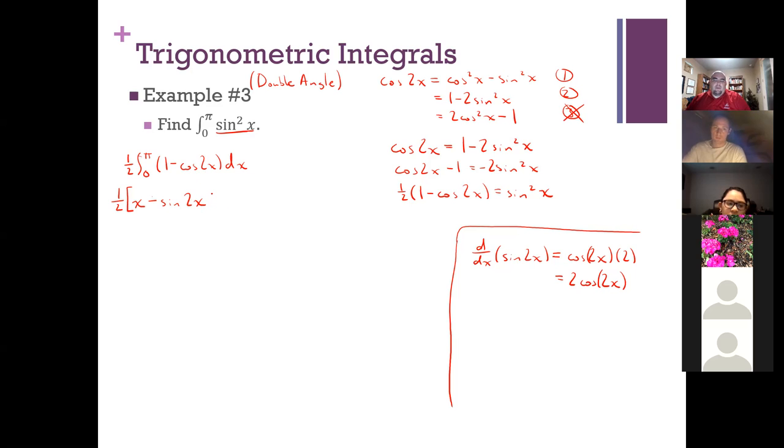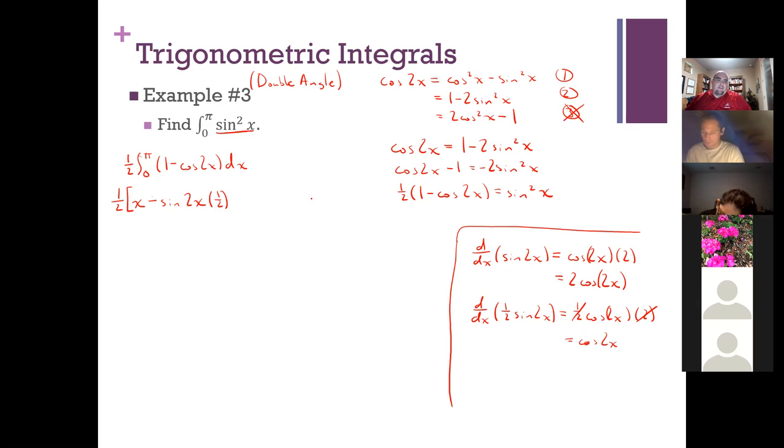Not 2, because remember we're doing an inverse process here. Half. Should be 1/2. And just because I think we're all more comfortable with differentiation, let's take the derivative of 1/2 sine of 2x. That'll be basically 1/2 times cosine of 2x. And then because of chain rule, I'll have this multiplied by 2. And those factors end up canceling.